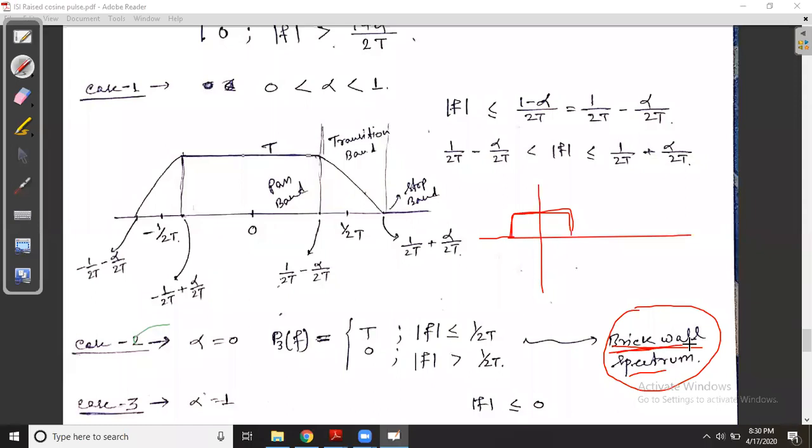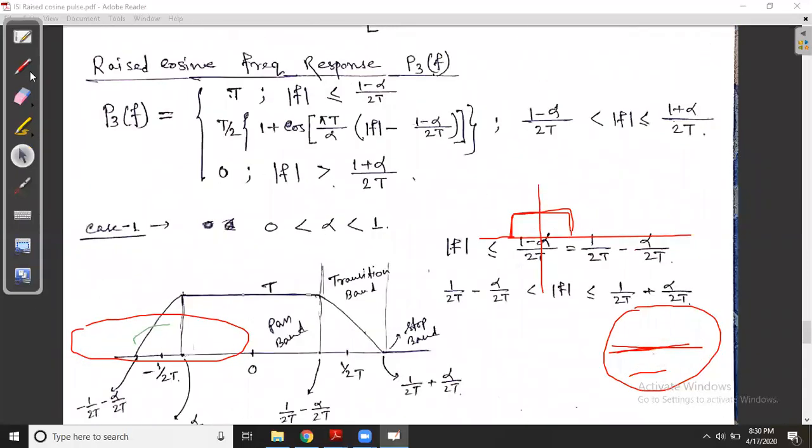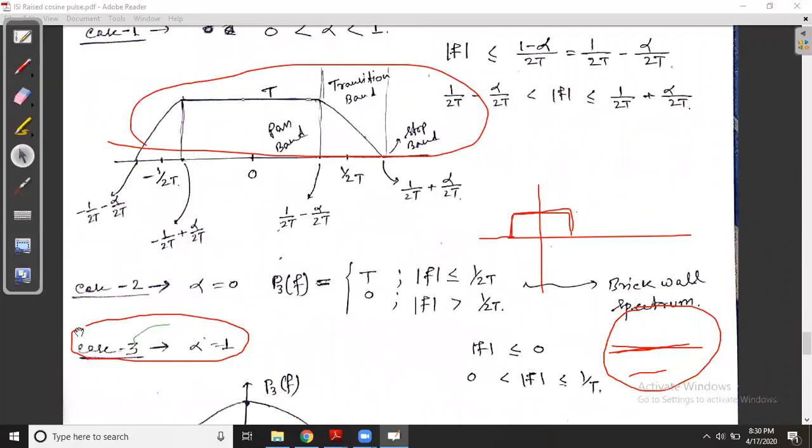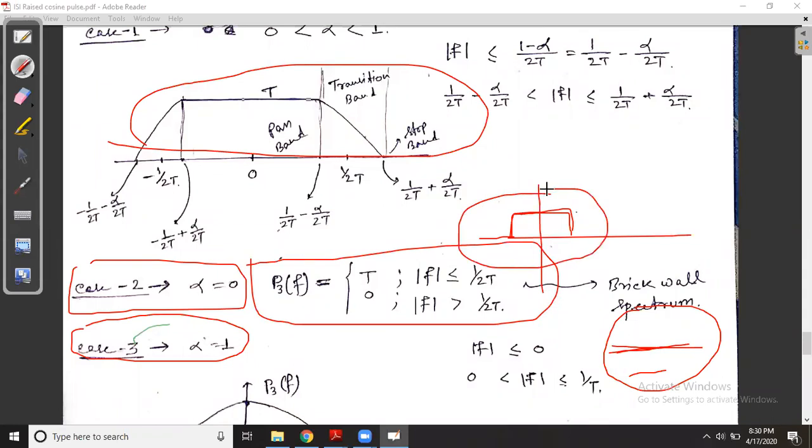At that time, you have to explain a little bit of this: raised cosine and case 2, only case 2. Sometimes it is asked to explain what a brick wall spectrum is. At that time, just write down the P3F expression and explain case 2. Write the expressions you get for case 2, draw this kind of pulse, and this is nothing but your brick wall spectrum.